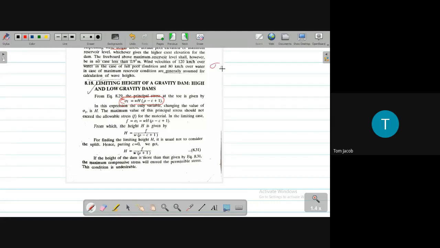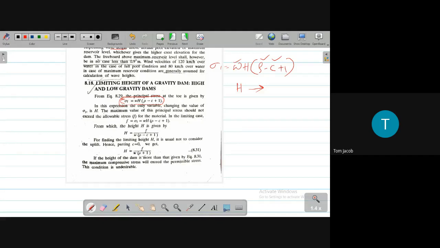So principal stress sigma 1 at O is equal to WH into rho minus C plus 1. And you can see here, rho is a constant, C is a constant, W is a constant. The only variable here is capital H. Therefore, the maximum value of this principal stress should not exceed the allowable stress. As always, for any structure, the maximum value of a stress that is coming inside that structure should not exceed the allowable stress for that particular material.